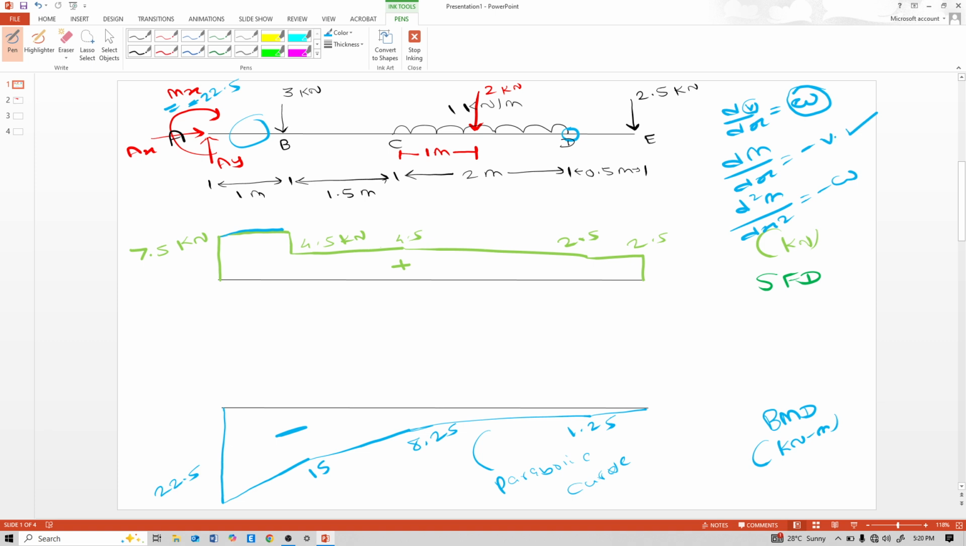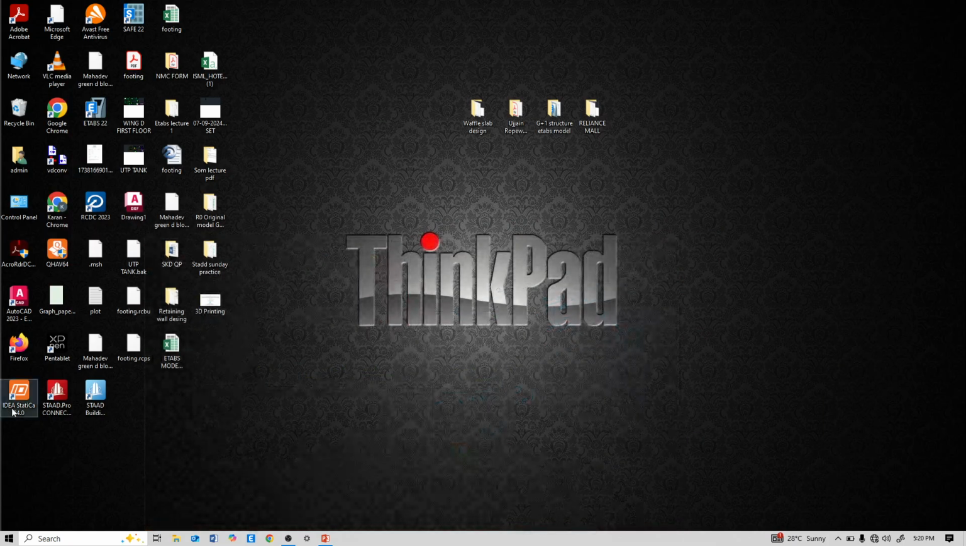See, if this shear is a constant line, then this moment is an inclined line. If this w is 0, then this moment is an inclined line, second order higher. See here, load is 0, moment is an inclined line. So this is the relation between moment and shear. Now see the same SFD BMD in STAAD Pro software also.